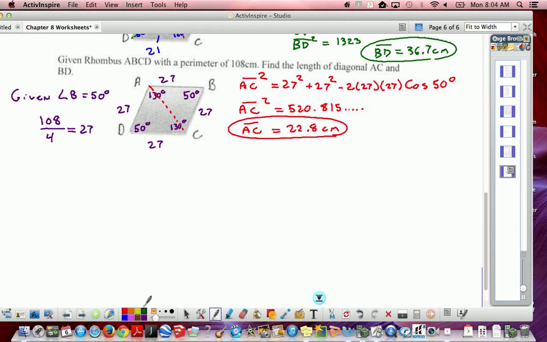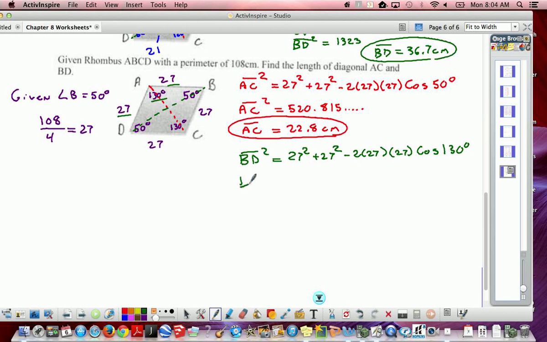Do the same thing and find BD. Notice how with BD you're using just the bigger angle here. So BD squared is going to equal, same setup, 27 squared plus 27 squared minus 2 times 27 times 27 times cosine, but in this case 130. Again, side, side, there's my included angle.